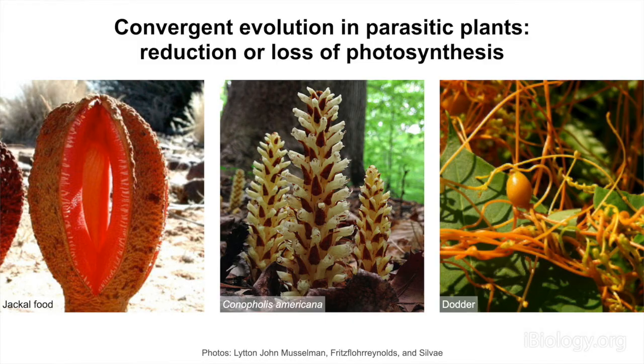Photosynthesis has also convergently been reduced or lost by parasitic plants from these different groups. And that's why you don't see green tissue on these parasitic plants.